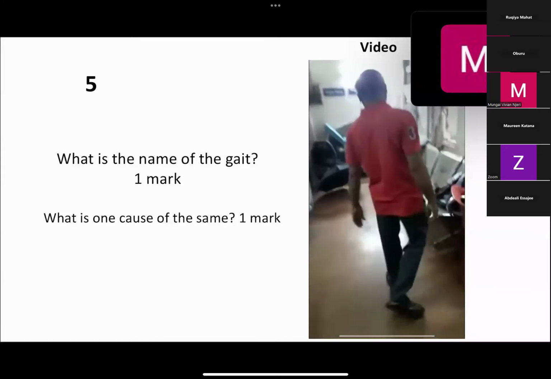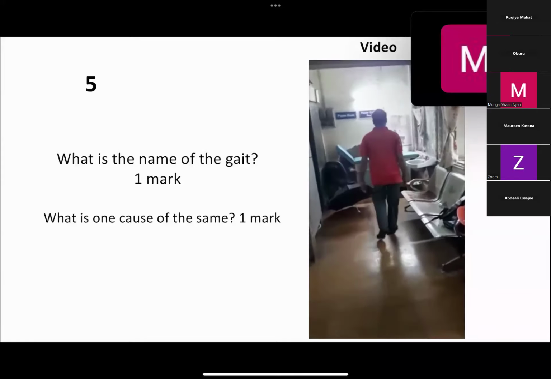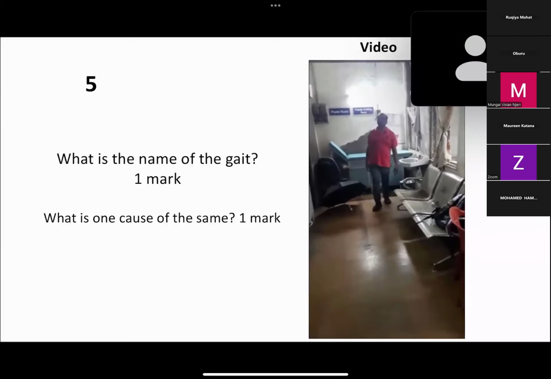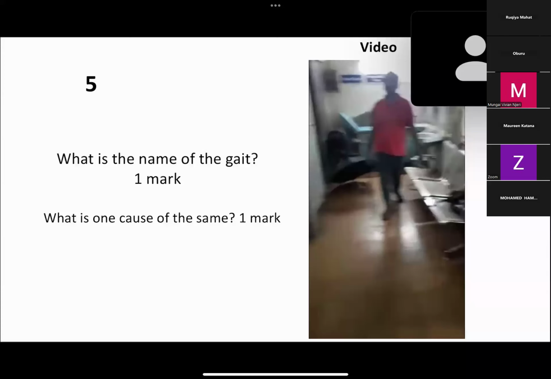Then, like we say, gait. What gait is this? Anyone, any gait? What's the name of this gait?